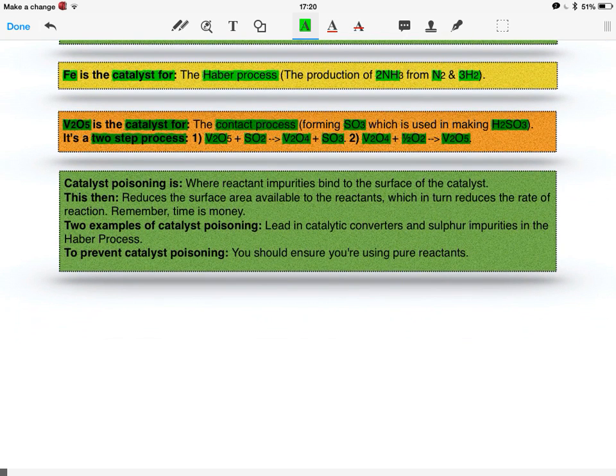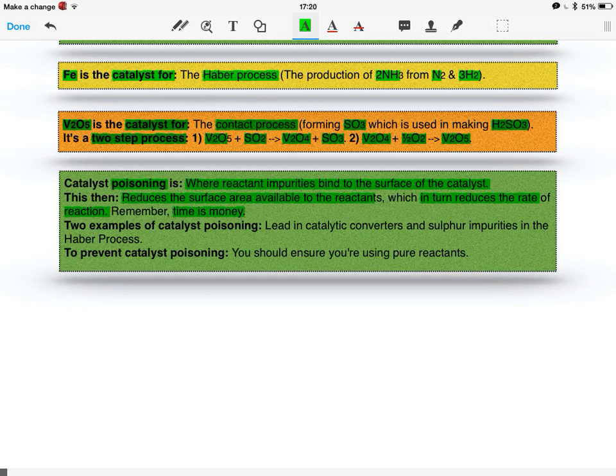Finally then is catalyst poisoning, and this is where impurities will bind to the surface of the catalyst. As I mentioned before, the reaction of heterogeneous catalysts occurs on the surface of the catalyst, so if impurities are bound to the catalyst, this reduces the surface area available to the reactants. This in turn reduces the rate of reaction, and a key thing to remember about how science works: time is money. Also, if the catalyst becomes that impure, it might need replacing, and catalysts aren't cheap.